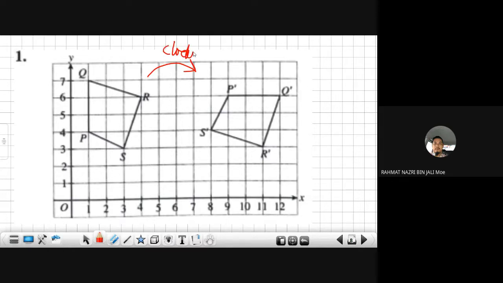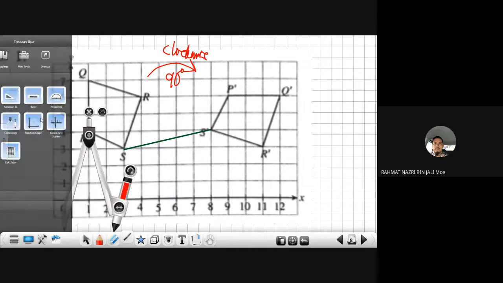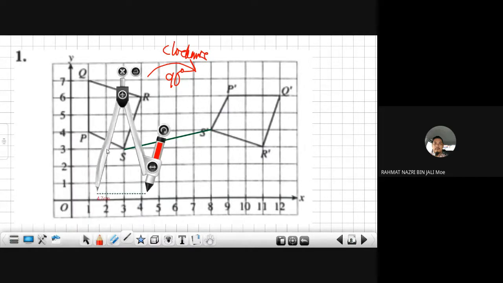Clockwise. Okay, how many degrees? This is one step only. It's about 90 degrees. And then where is the center? The center we have to identify based on our previous method. So now we're going to find the center of rotation. So use this previous method, use a compass.